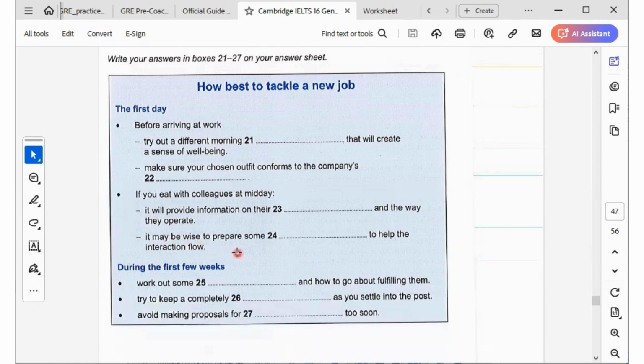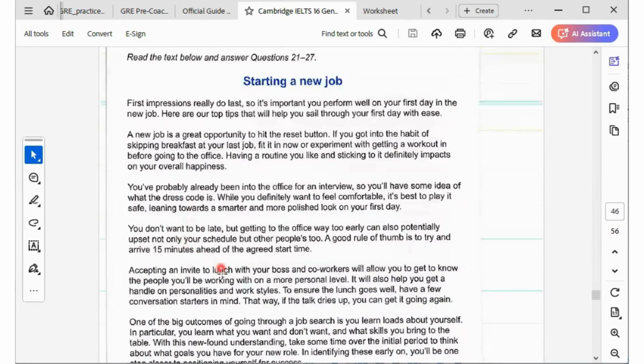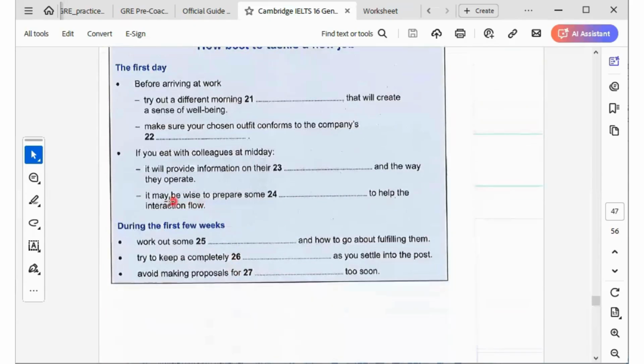Then, number 24. It may be wise to prepare some dash to help the interaction flow. Prepare some dash. Okay, so prepare is a keyword here. Interaction is also a keyword here. So what are we preparing? So to ensure the lunch goes well, have a few conversation starters in mind. That's our word. Conversation starters. That's it. It may be wise to prepare some conversation starters. Can you see? Number 24. Conversation starters.